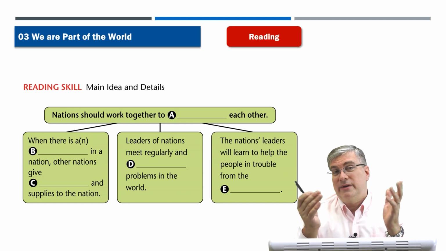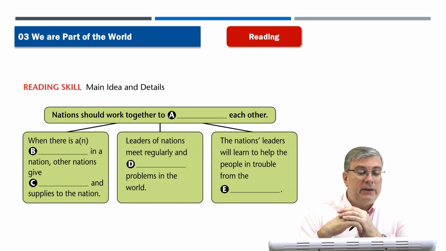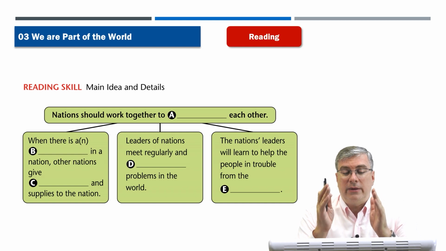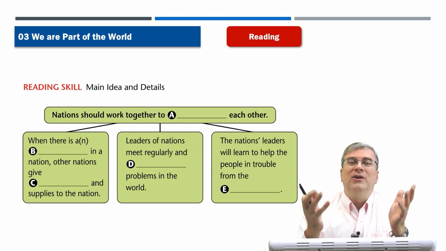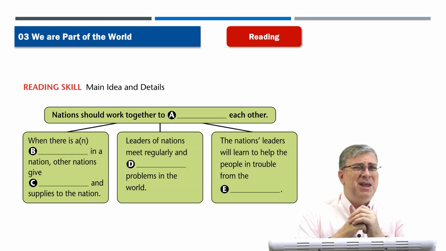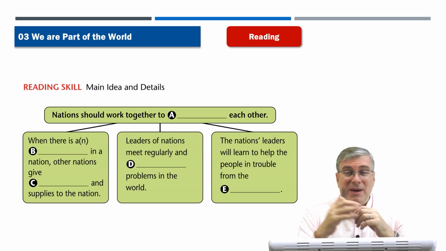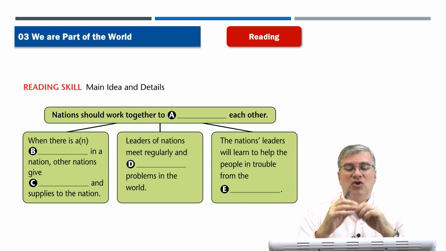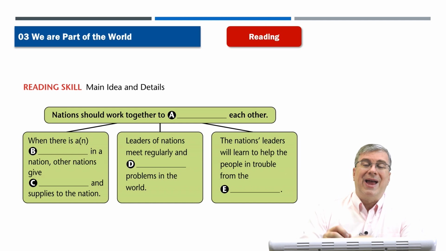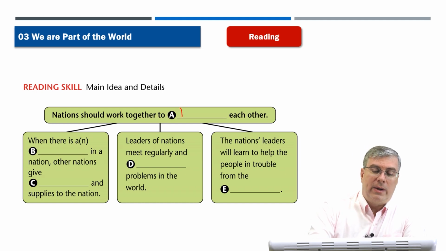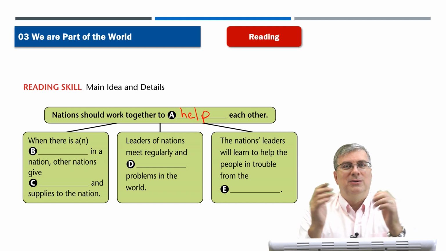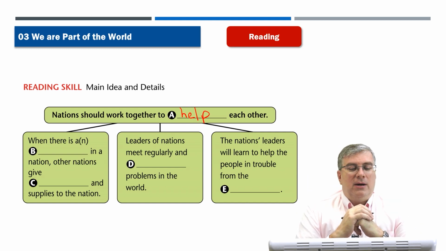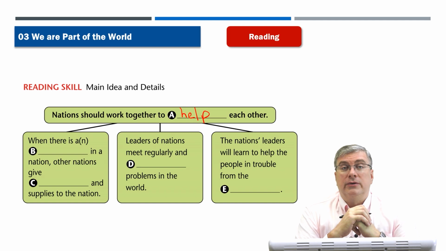In this case, what is the main idea? The main idea is nations should work together to help each other. What should nations do? Actually, what should people do? On an individual basis, or on a family basis, community-wide basis, national basis. Nations should work together, of course, to help each other. We are all in the same boat. We are all in the same world. We should all work to help each other out.